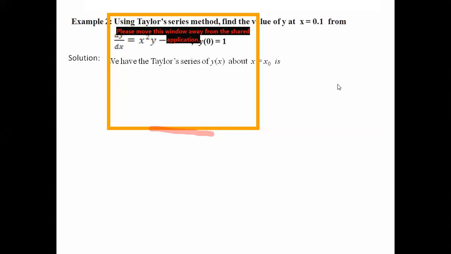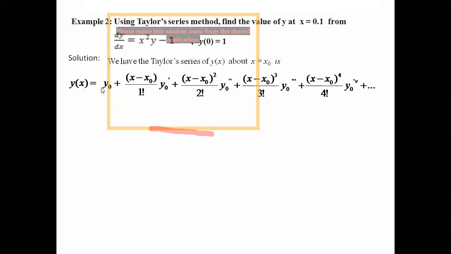Now, the first step is writing that series about the point x naught. It is given by y of x is equal to y naught plus (x minus x naught) by 1 factorial into y0 dash, plus (x minus x naught) whole square by 2 factorial into y0 double dash, plus (x minus x naught) whole cube by 3 factorial into y0 triple dash, plus (x minus x naught) to the power 4 by 4 factorial into y0 fourth derivative. We are restricted to only up to 4th order. If you write up to 4th order, it will always be a good answer.